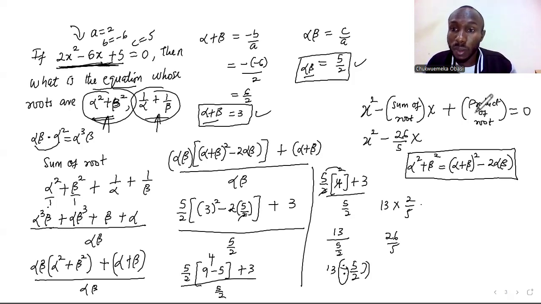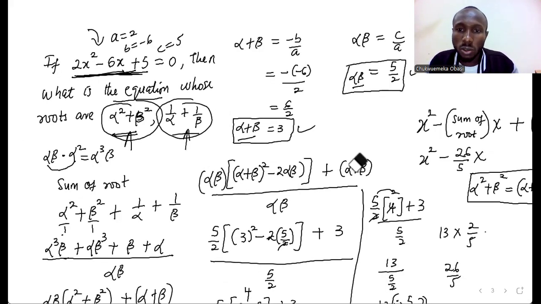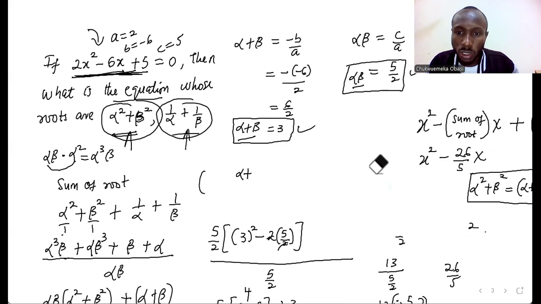What is remaining? The product of the roots. That's all. So permit me to rub off this space so that we can have enough space to do the product of the roots. So I think that will be fine. One minute, let's do it real quick.